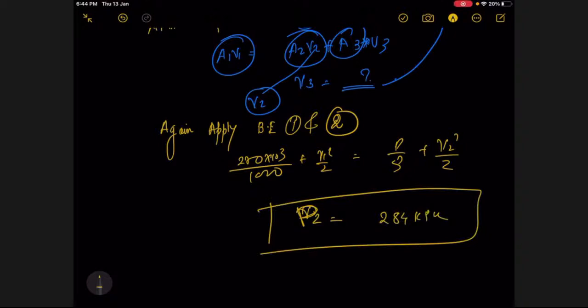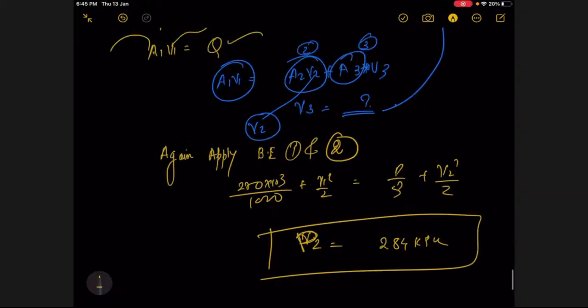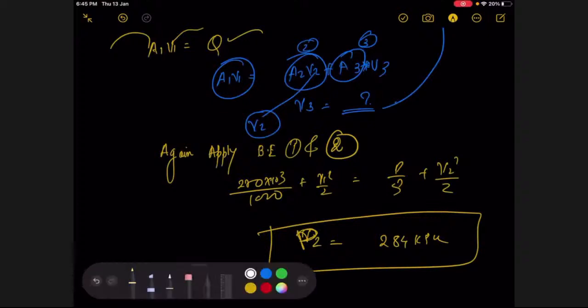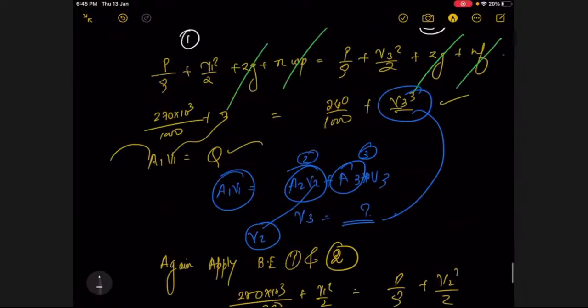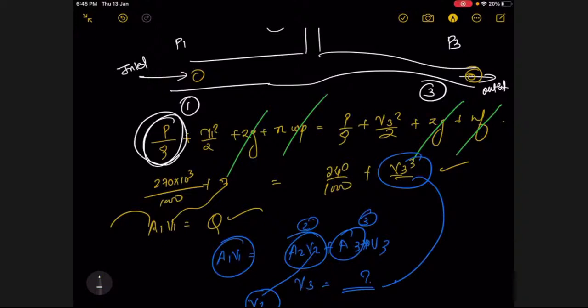Bernoulli's equation is basically about the energy conservation between only 2 points. You can't apply the energy conservation between 3 points, because as the pressure is fixed, automatically the velocity for that part is fixed. So for that velocity, pressure is fixed, and vice versa, for pressure, that velocity is fixed.